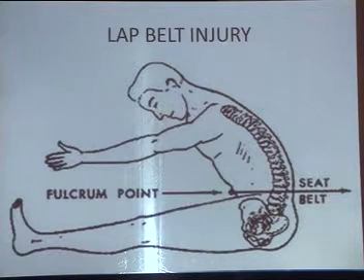Lap belt injury. The point of application of the belt is the fulcrum; this is the fulcrum, this is the force, and in between is the L4 vertebra. Means the fulcrum is here, power is here, work is here. So it is a second grade of lever. As a result, you get crushing of the vertebra.